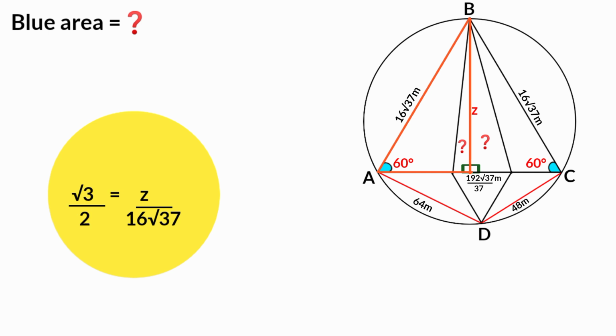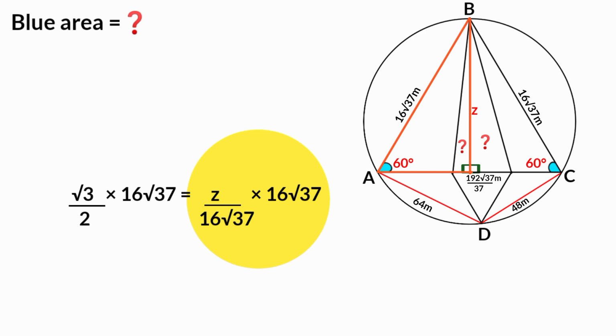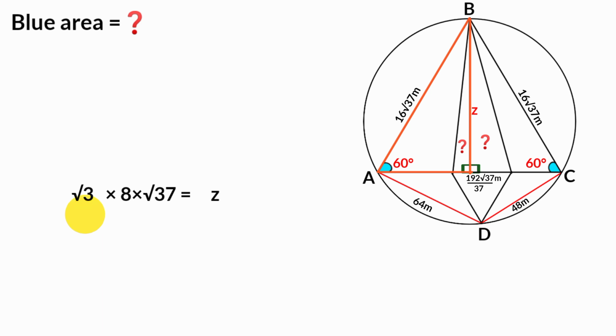Sin 60 degrees is root 3 over 2. So root 3 over 2 equal to Z over 16 root 37. Multiply both sides by 16 root 37. Here 16 root 37 cancels 16 root 37, while here this 16 divided by this 2 is 8. Root 3 times root 37 is root 3 times 37. 3 times 37 is 111. So 8 root 111 equal to Z. That is, this Z is 8 root 111 meters.